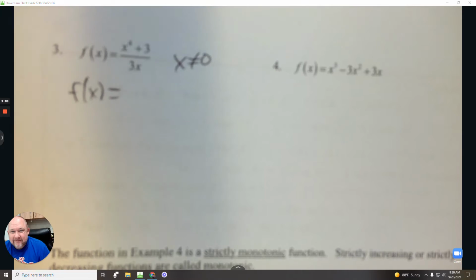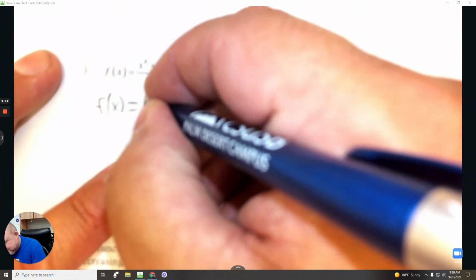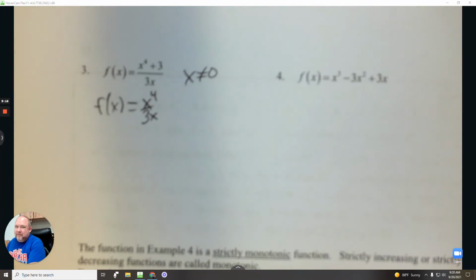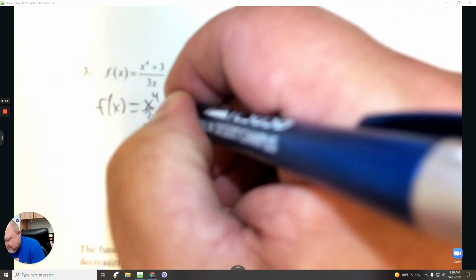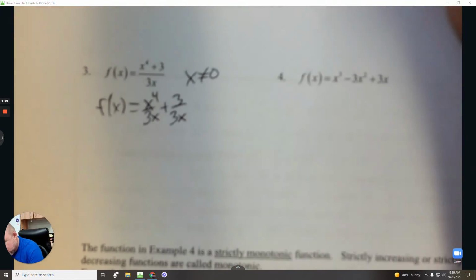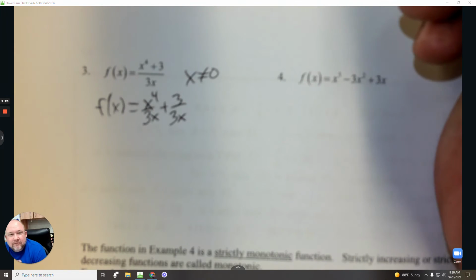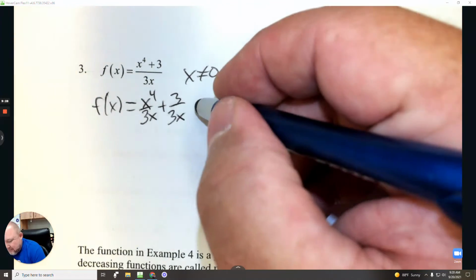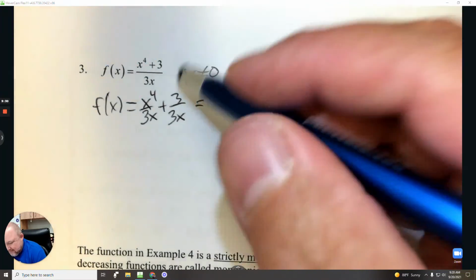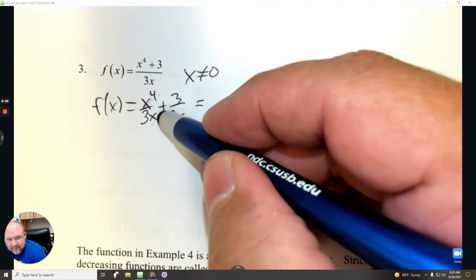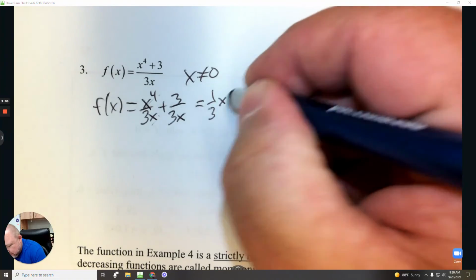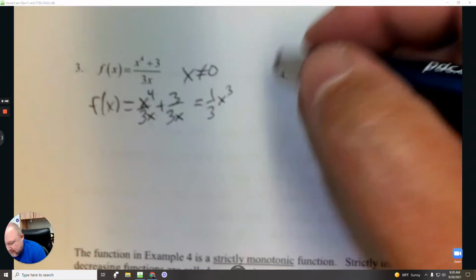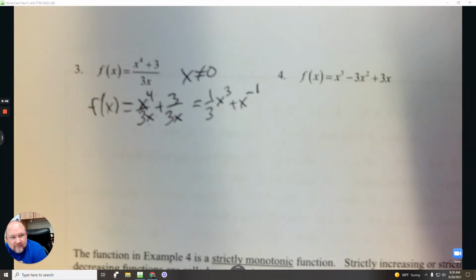So to do that, x over 4 over 3x plus 3 over 3x. There we go, right? Not giving up. And then I'm going to reduce this down. So x over 4 divided by x is x cubed. So this is 1/3 x cubed. The 3's cross out. 1 over x is x to the negative 1.